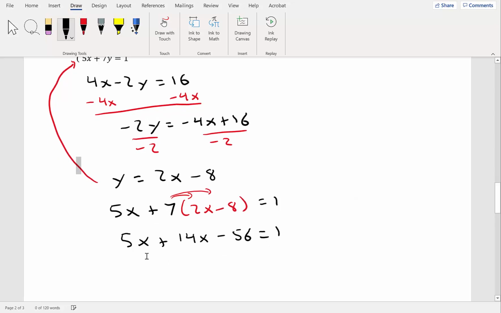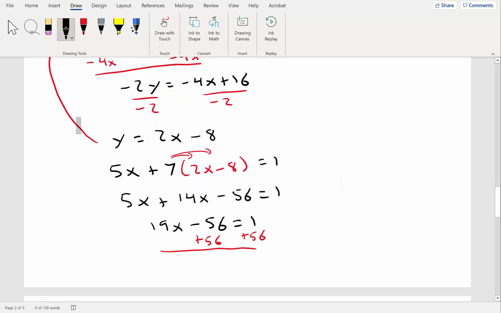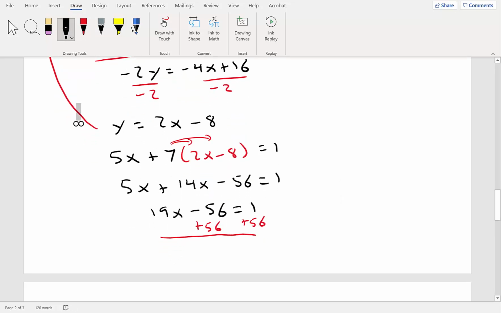Let's go ahead and combine like terms. So 5x and 14x gives us 19x. We have minus 56 is equal to 1. Add 56 to both sides. We get 19x is equal to 57.